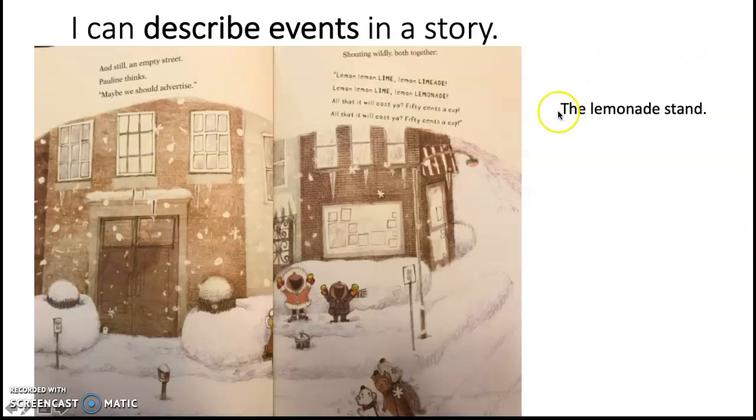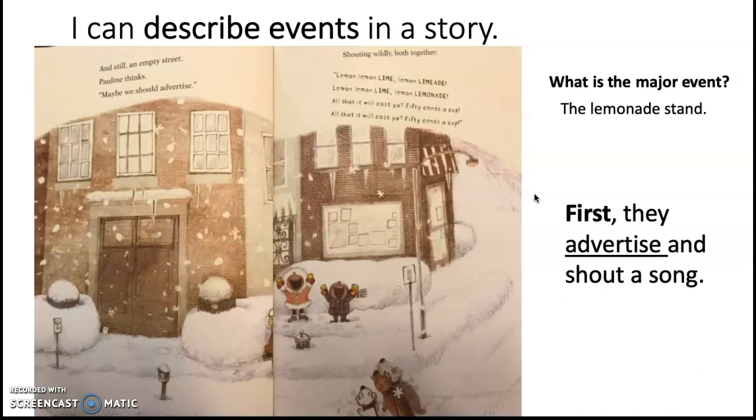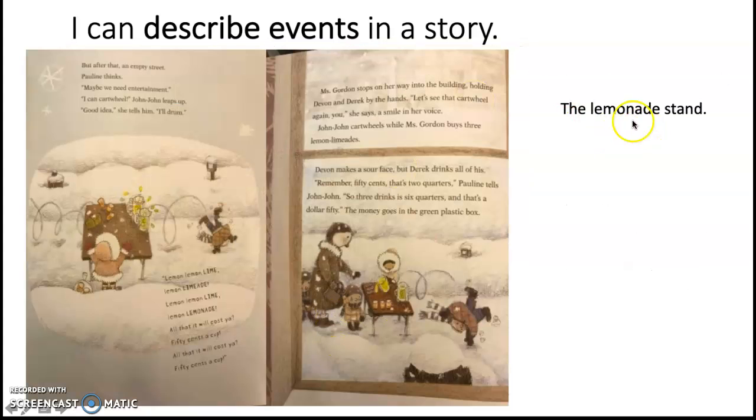So remember, we're still describing how they had their lemonade stand. So let's think, what did they do on this page? First, they advertised. They shouted a song. Here's where I found in the text that they should advertise. And here's where I found that they were shouting loudly. I can also see that here in my illustration. Back to this part of our lemonade stand.